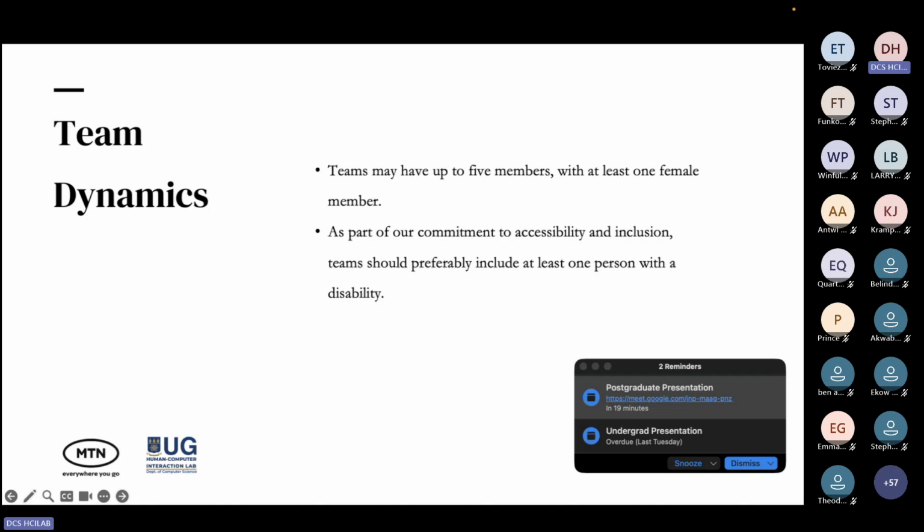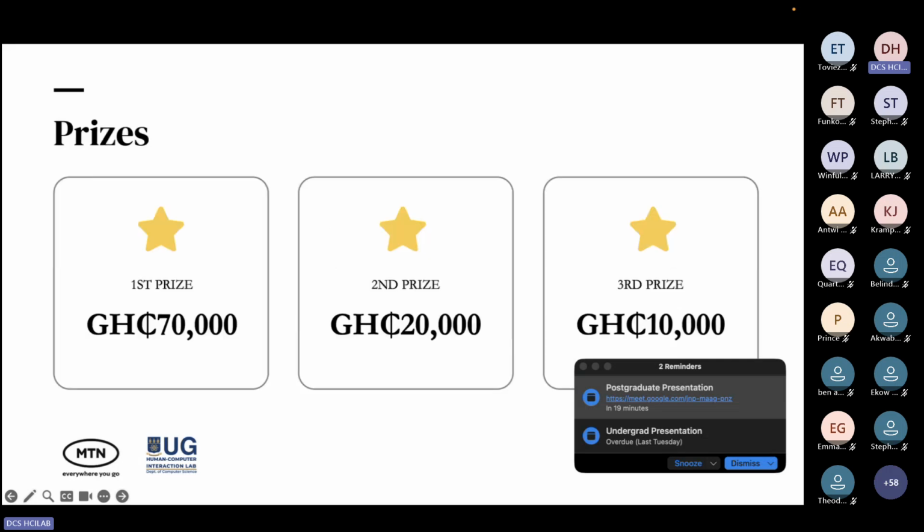And since our focus is accessibility and inclusivity, teams are expected to have at least 1 person with a disability. Now, the reason is these are the people you are developing for. How best would you know about their challenges if you do not use the participatory or some co-design approach where you learn from them firsthand and then you use that to build?